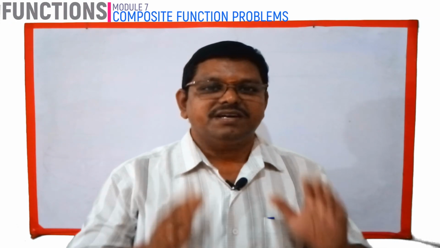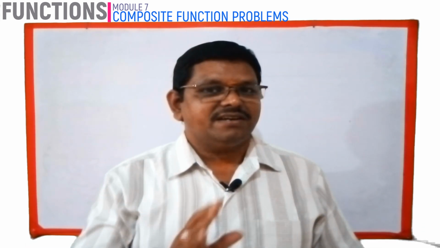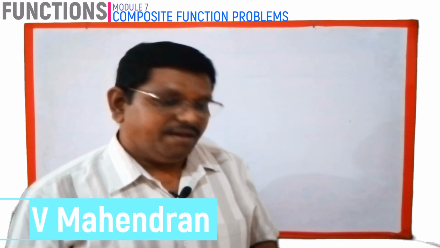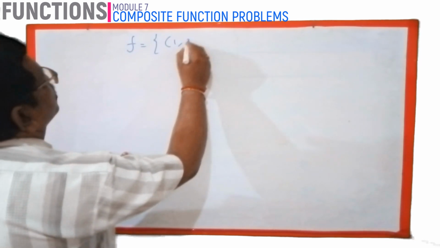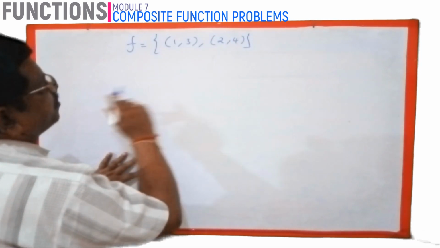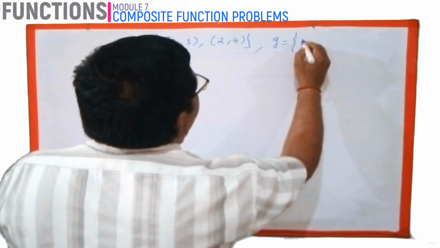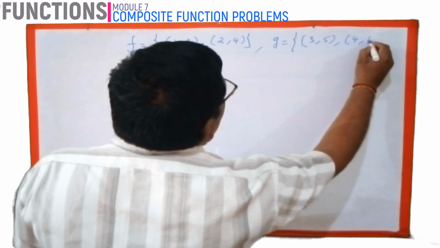Hi students, in our previous module we discussed the composite function. Here we will take some examples and check how f composite g and g composite f can be found. Now I take a function f defined as the ordered pairs (1, 3) and (2, 4). Let us take the second function g, which is (3, 5) and (4, 6).